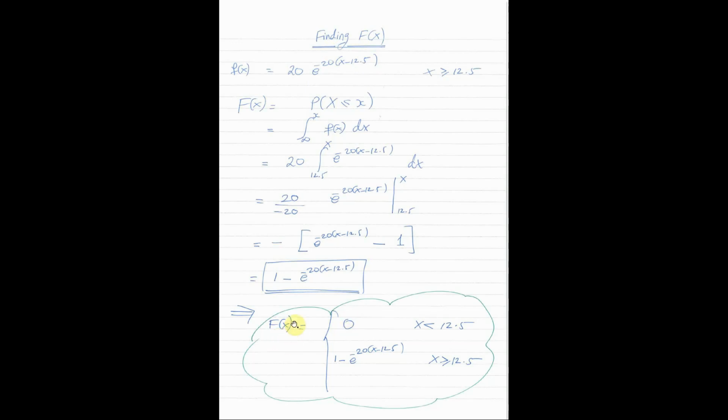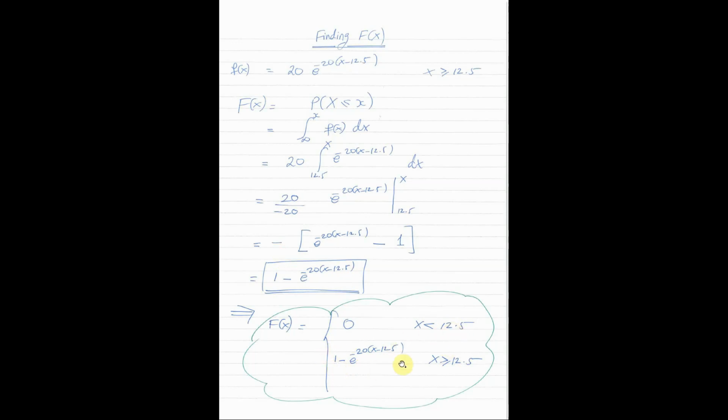So as a final answer, the cumulative distribution function F of x will have two intervals. It would be 0 here, capital F of x would be 0 for all x values before 12.5, and for all x greater than or equal to 12.5, it would be given by this function that we have just obtained. As a double check, you know 12.5 is in between these two intervals.